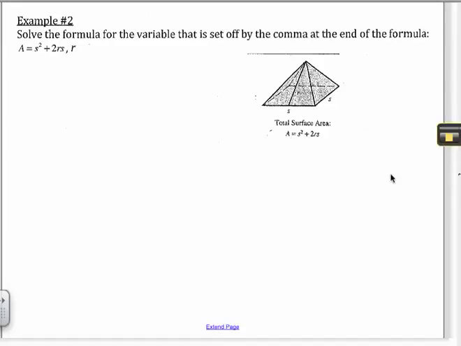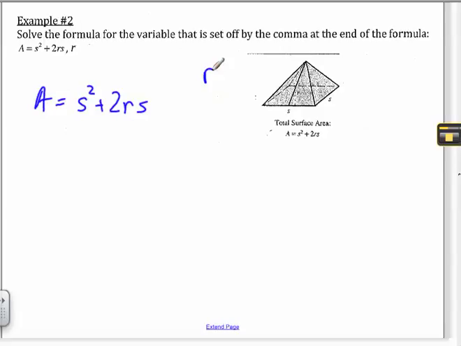All right, guys. Example number 2 here, it says, solve the formula for the variable that is set off by the comma at the end of the formula. So you can see that the area of this pyramid, the surface area of this pyramid, is equal to s squared plus 2rs. But we want to get r by itself.